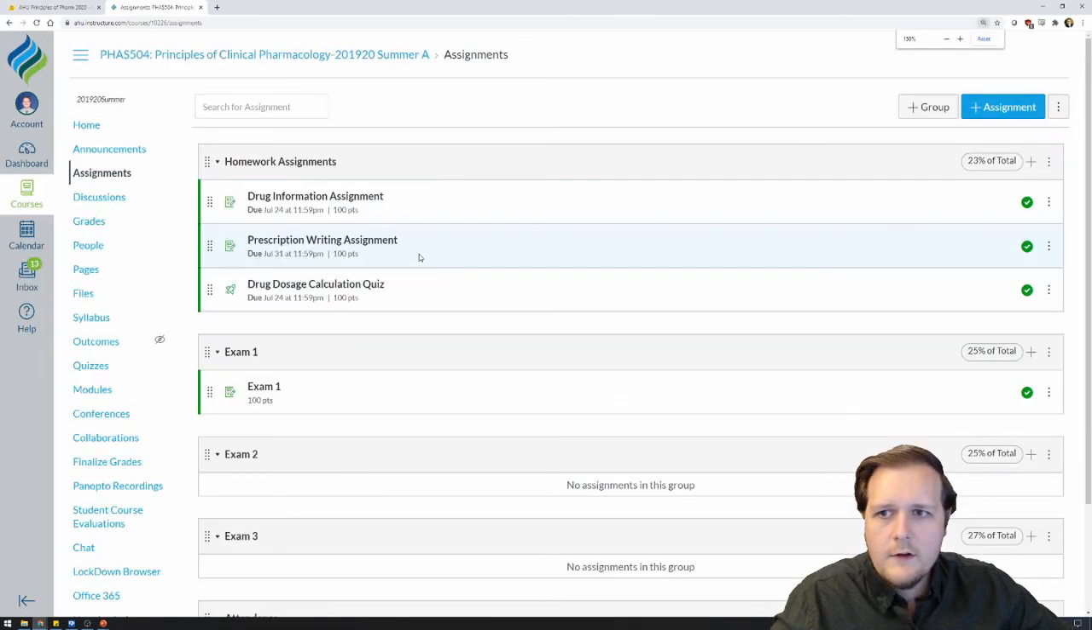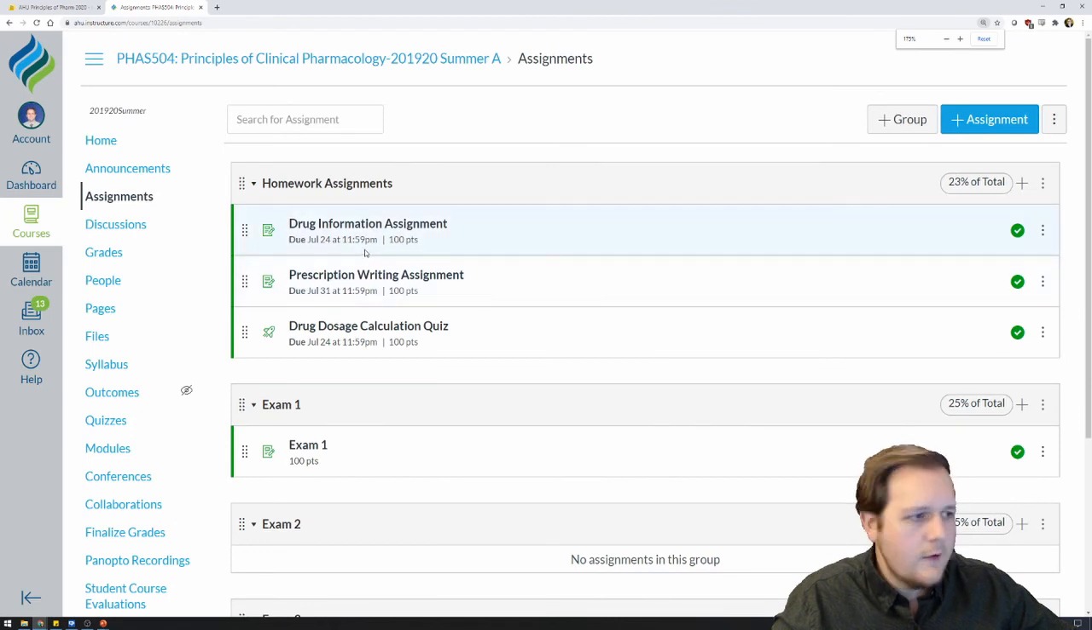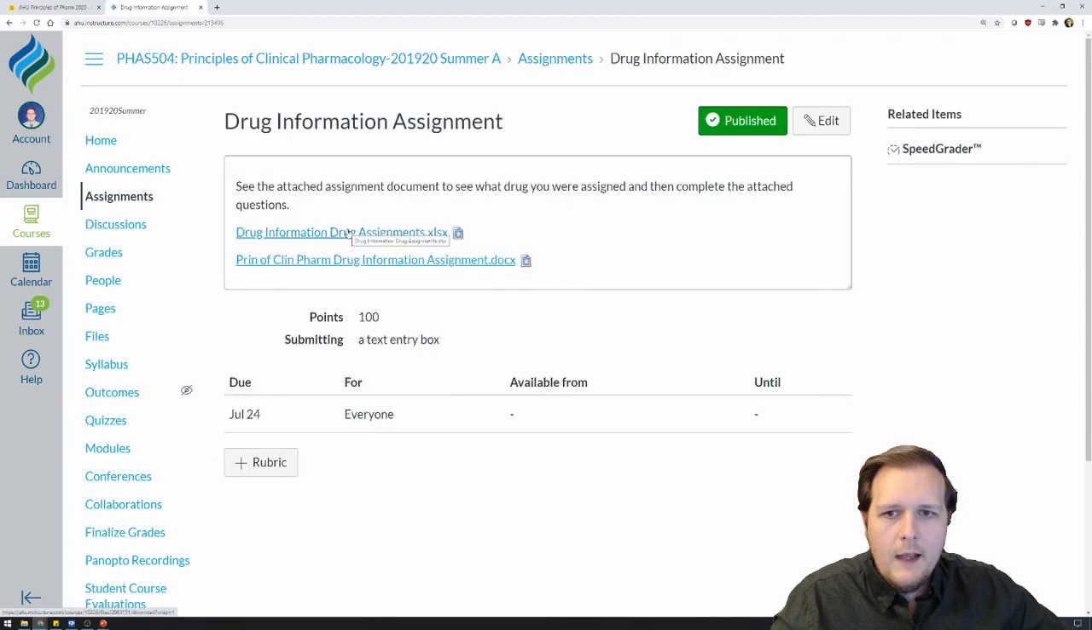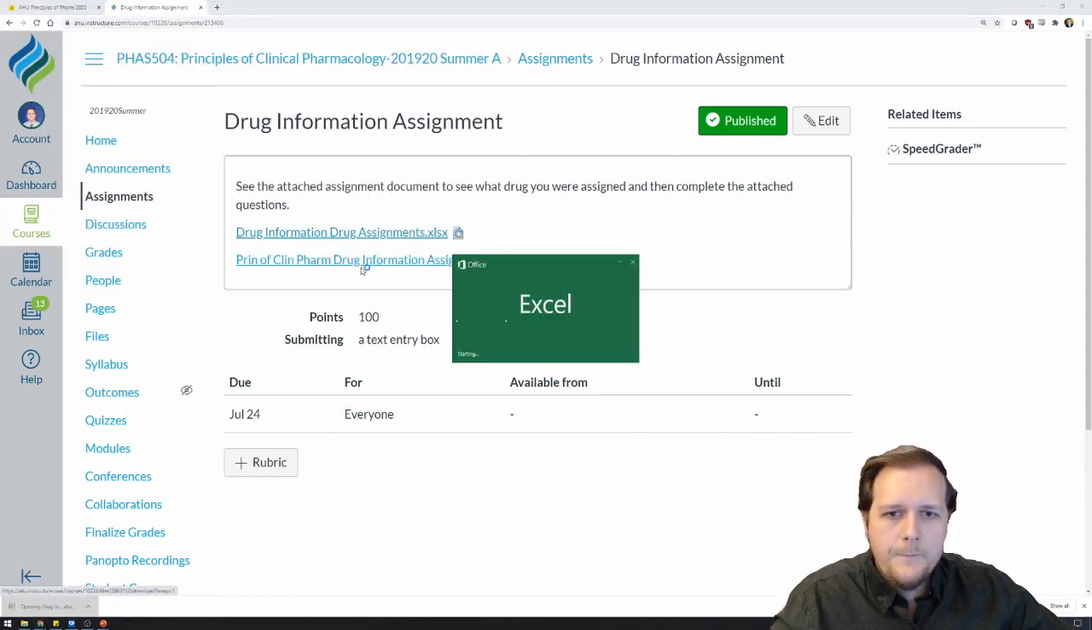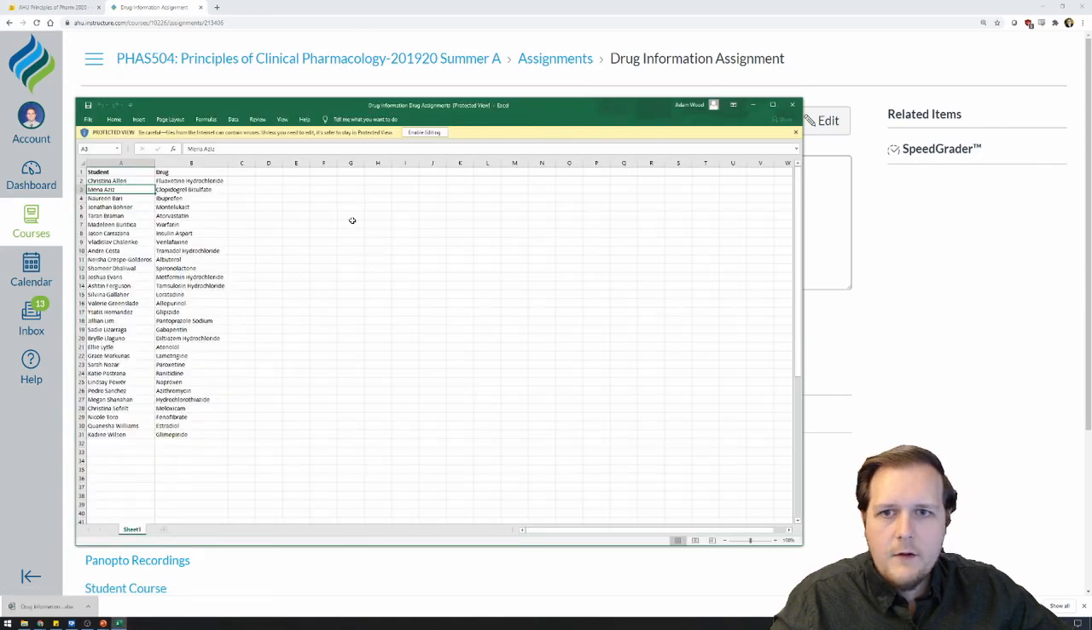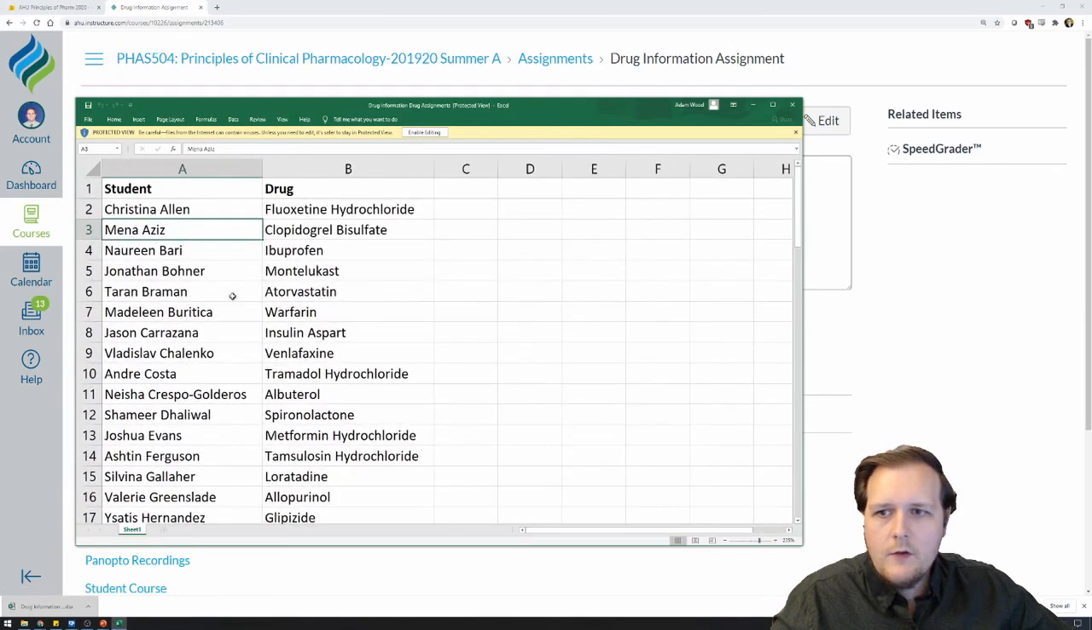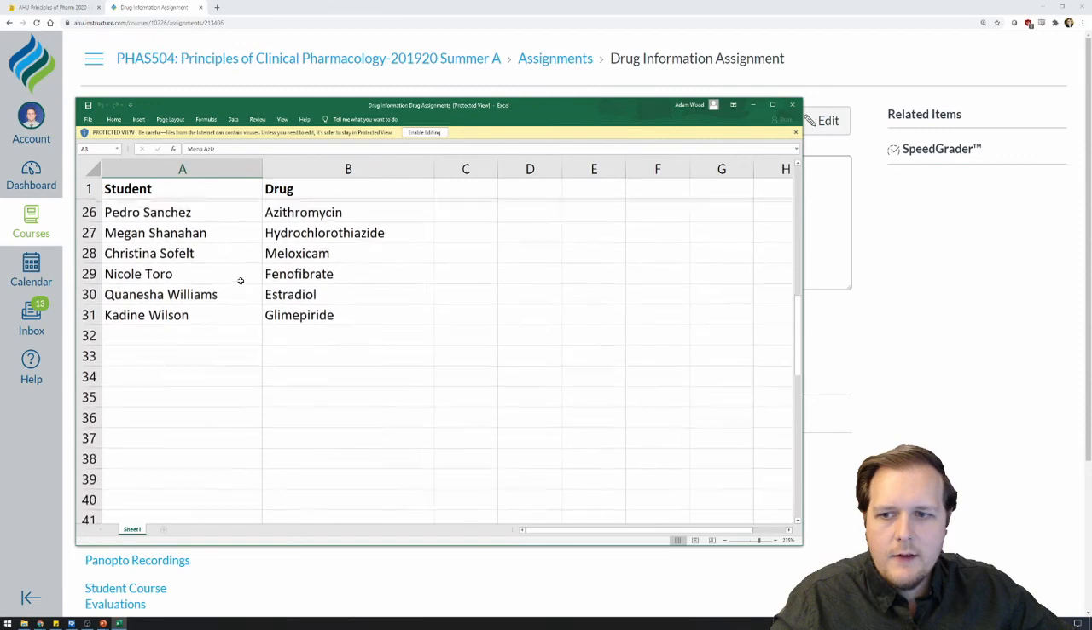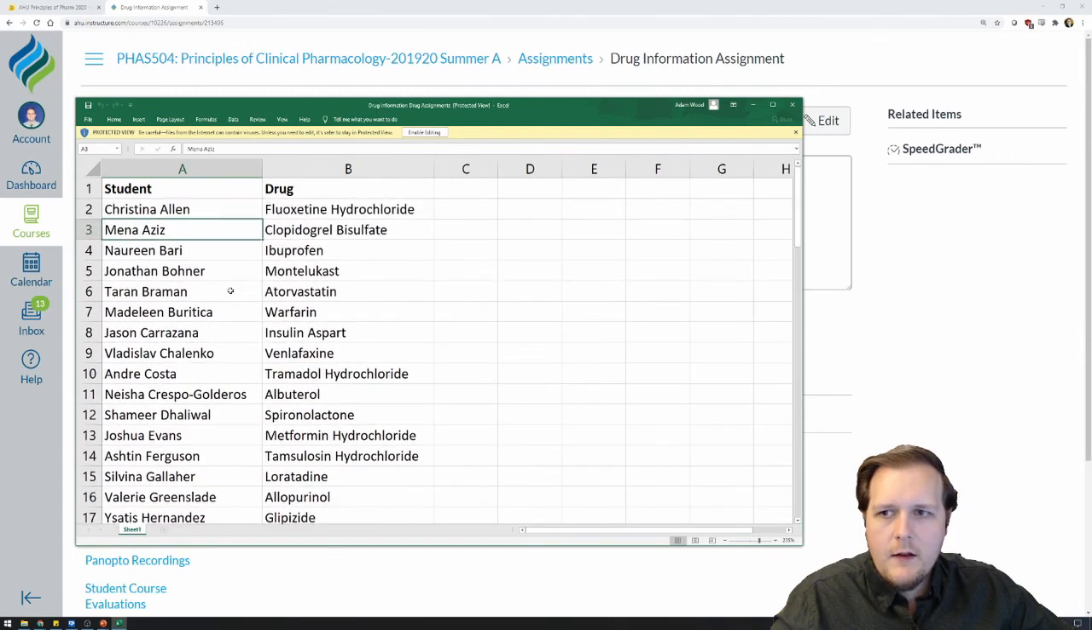Hopefully you guys have looked at some of these already. I'm going to increase the size here so you can look at it a little easier. There's the drug information assignment that you're going to have. And basically you can see what your assignment already is for the drug. So I randomized this, and so you can see here what drug everyone got. There shouldn't be any duplicates or anything. So go ahead and go through that. Make sure you all have your drug listed there.